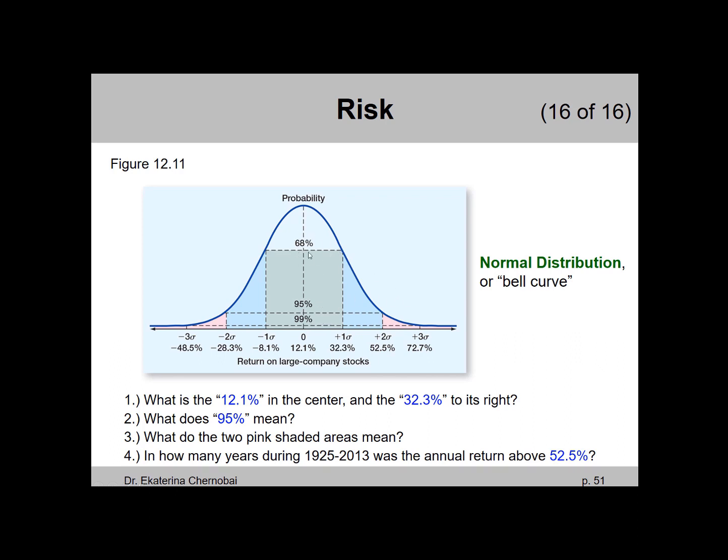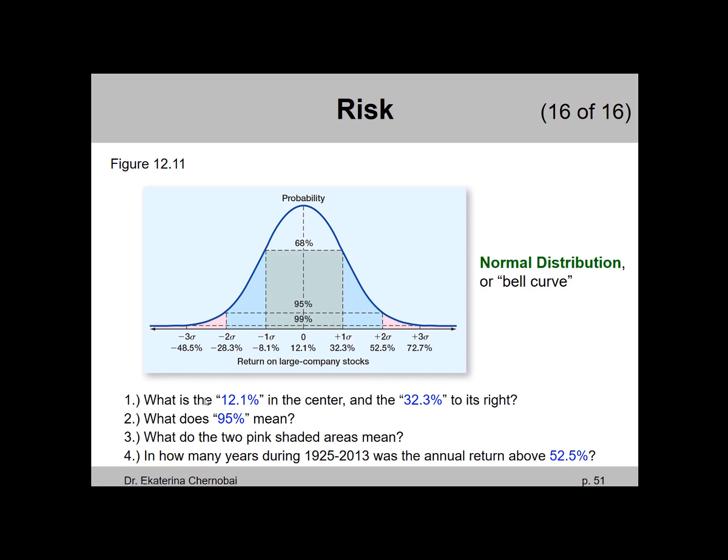And 68%, for example, shows that 68% of the time, so roughly 2/3 of our 88 years, the return was within 1 standard deviation. So in this range, between losing 8.1% of the money in 1 year and gaining 32.3% of your money in 1 year, in this range, the greenish, grayish shaded area.